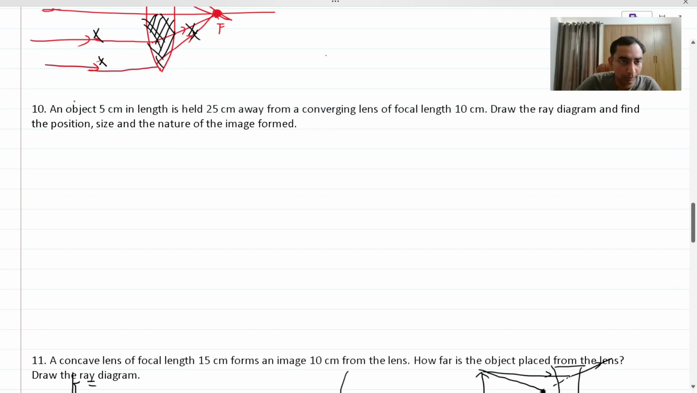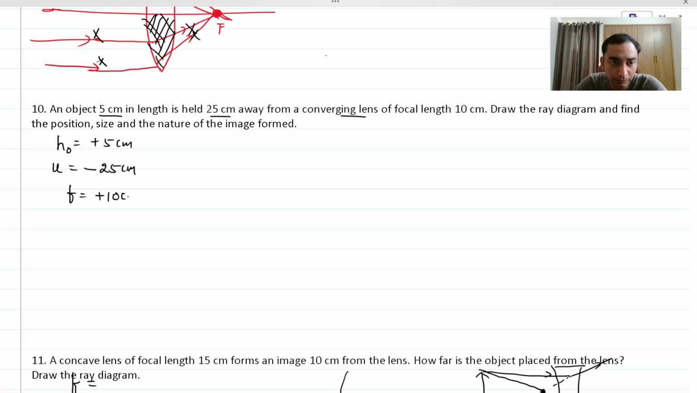Alright, let's solve question number 10. The object is 5 centimeters in length, so that means the height of the object is 5 centimeters. Since objects are always erect above the principal axis, their heights are considered positive. The object distance is always negative, and the lens is converging. It means it's a convex lens, so the focal length is positive.